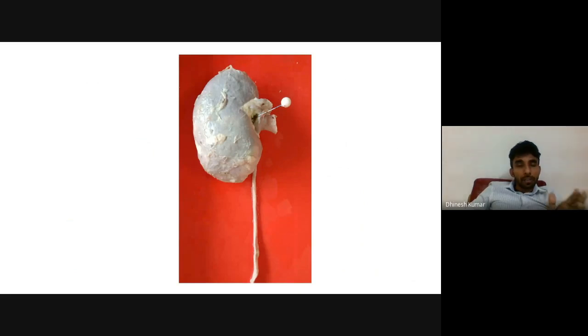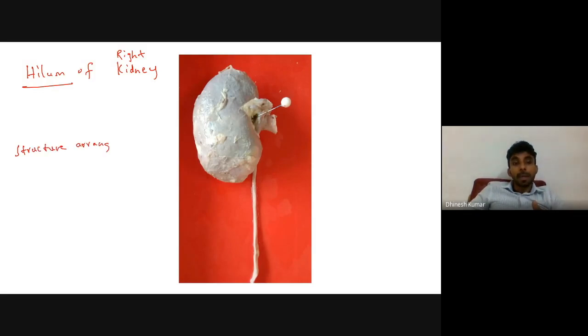The question is, what is the arrangement of structures at the pinned area? What is the pinned area called? Yes, the hilum of kidney. The pinned area is the hilum, isn't it? If you want to say specifically, it is the hilum of the right kidney. The sub-question is usually the arrangement of structures. What is the arrangement of structures at the hilum of the kidney? Are you able to see the structures at the hilum of the kidney, in this area?